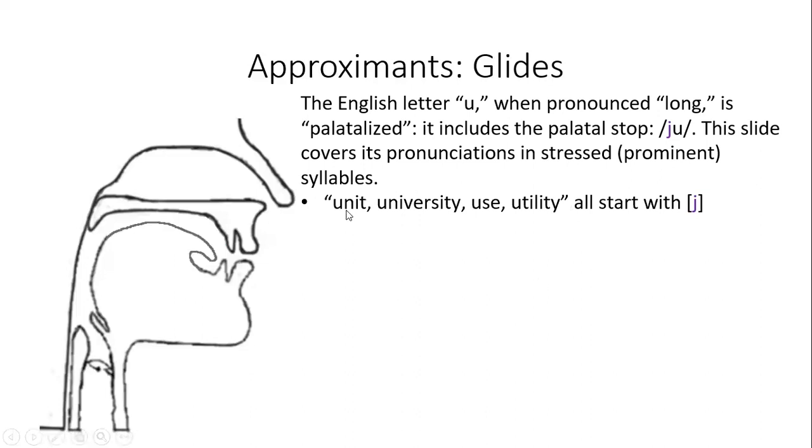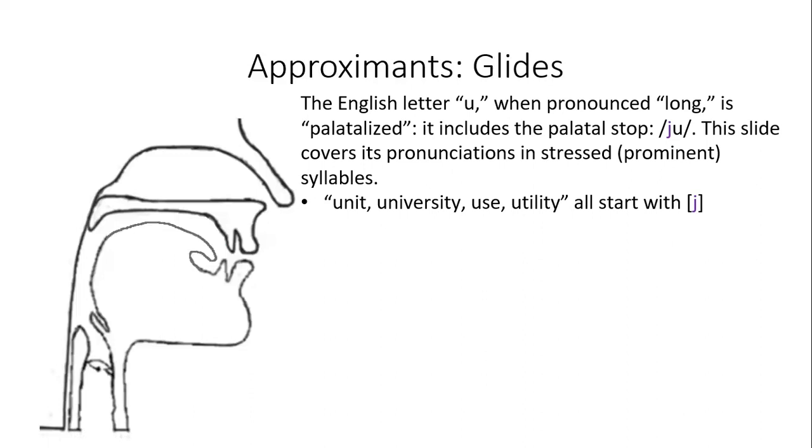So if I ask you what's the first sound in unit or university or use or utility, the correct answer is a yod. It looks like a J, but we call it a yod, so it's not confusing. So they don't start with an oo, right? We don't say oonit, oouniversity, oos, or ootility.